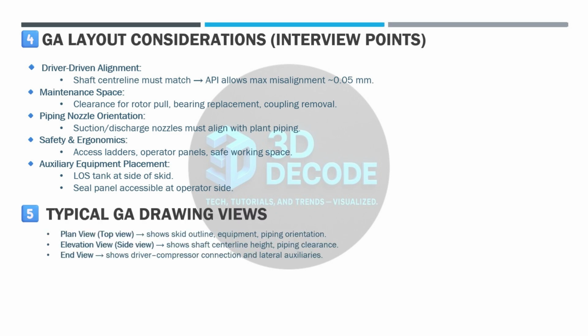Typical GA drawing views. In practice, GA drawings are usually shown as plan view, top view, skid outline, equipment, piping orientation, elevation view, side view, shaft centerline height, piping clearance, end view, driver to compressor connection and lateral auxiliaries.